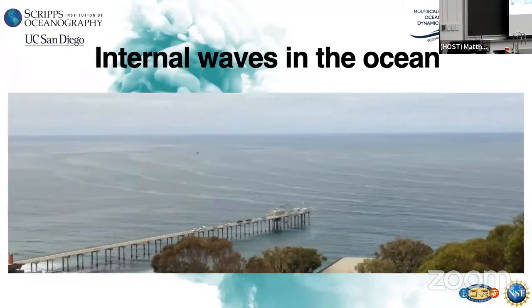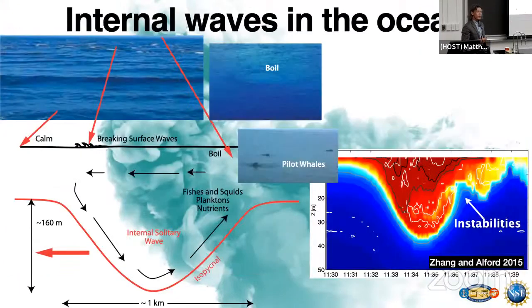Let's do a little bit more of a dive into internal waves. This is a photo that was snapped from the roof of my building at Scripps, that's the Scripps pier. And you see these surface slicks here, and you wonder what they are. They're actually not surface waves. It turns out they're the surface convergence of internal gravity waves. So this schematic here is what I mean by that.